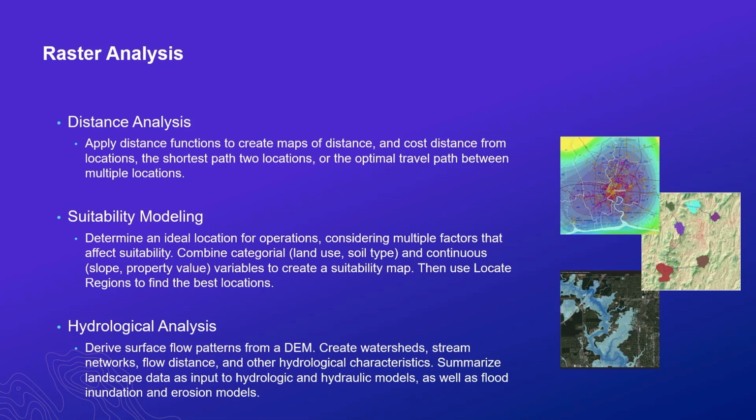Hydrologic analysis is all about water on your landscape. It lets you derive the flow pattern from a DEM and create watershed or stream network, flow distance, and other hydrological characteristics. These are all important to understand your landscape or to create a mathematical model. That information goes into that model and it does simulation and brings it back. You can actually do other modeling in GIS too, like flood inundation models, erosion models, and stuff like that.